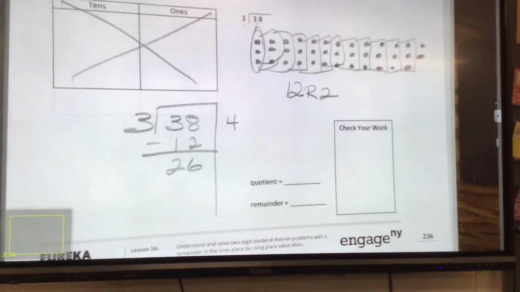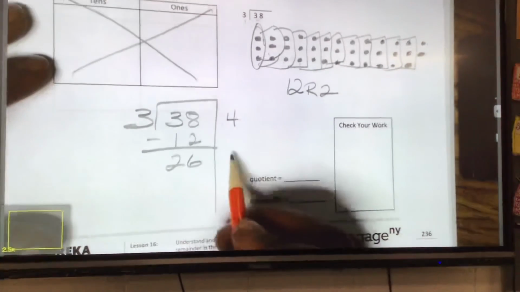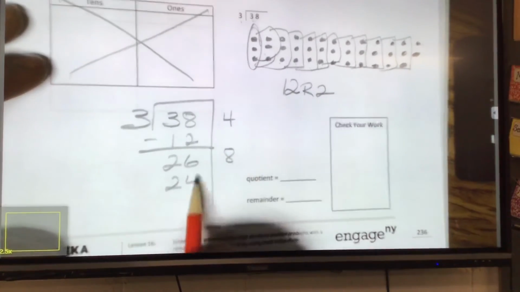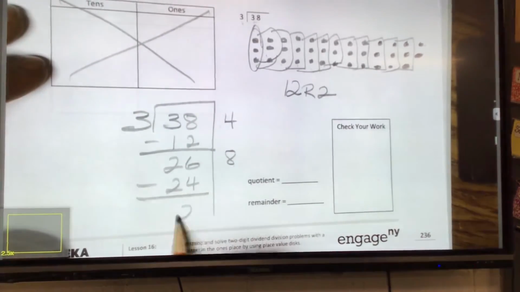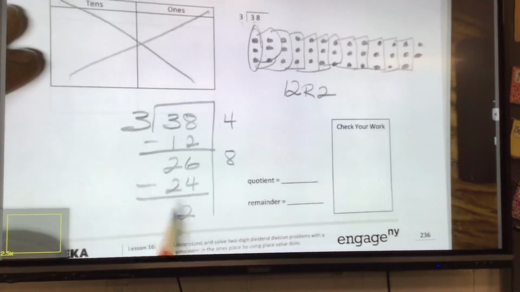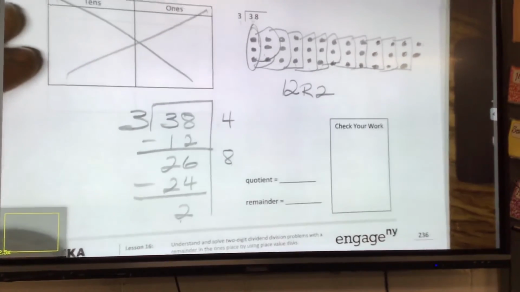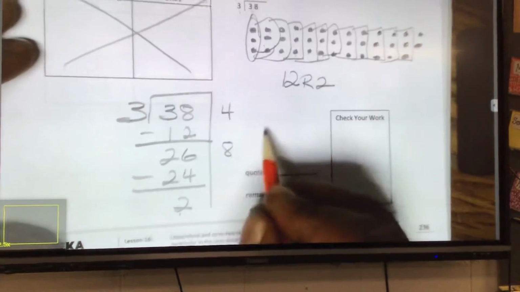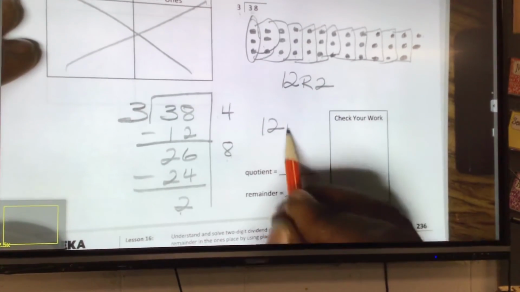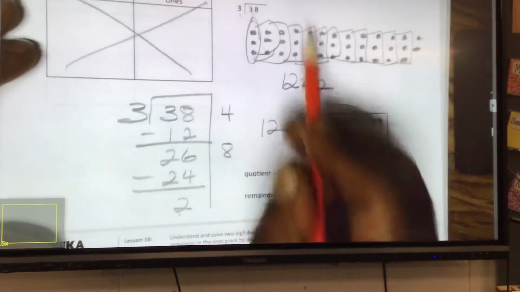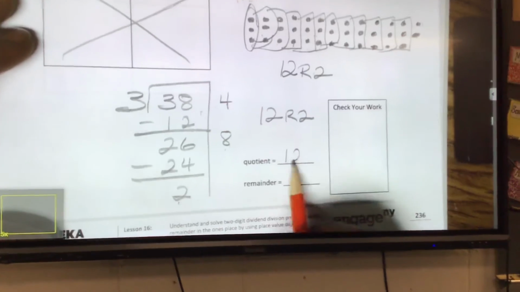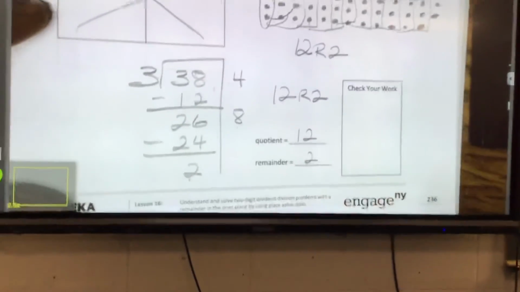3 times 8. So I put 8 on the outside, and 3 times 8 is 24. I subtract, we get 2. 3 is bigger than 2, so I stop. So my answer is, add these 2 numbers up, 12, remainder 2. 2 different strategies with the same answer. My quotient is 12, my remainder is 2.